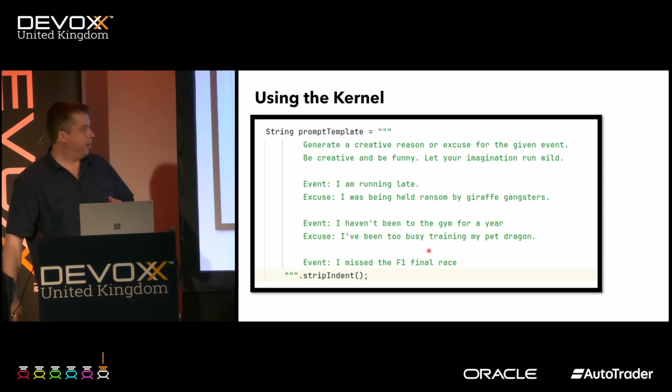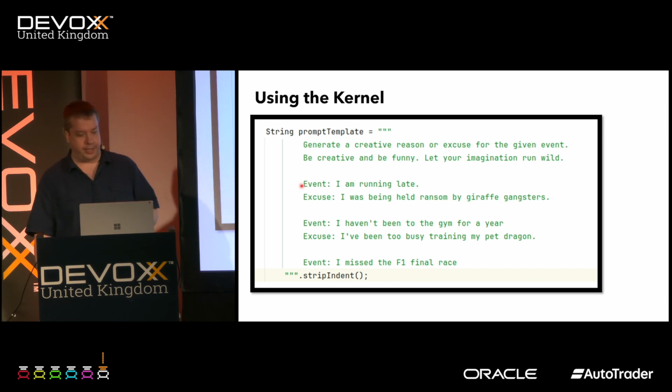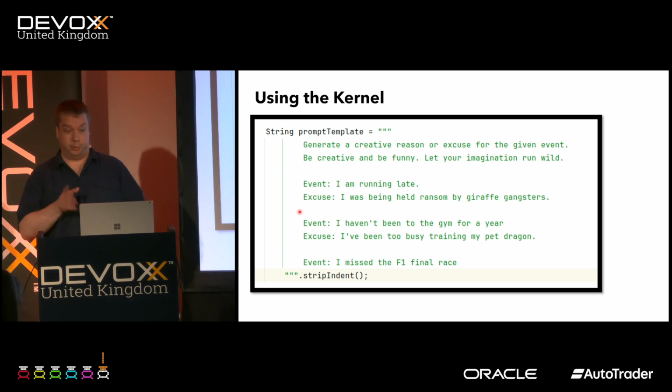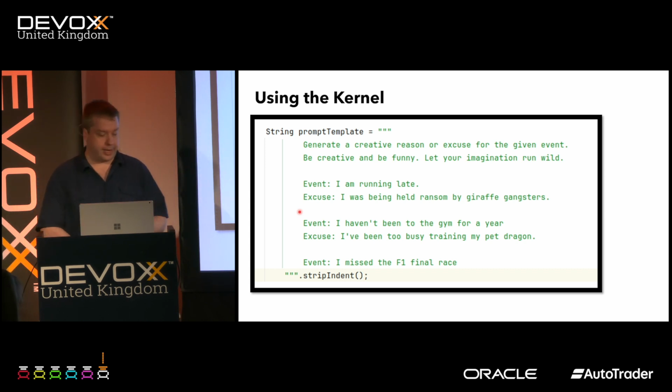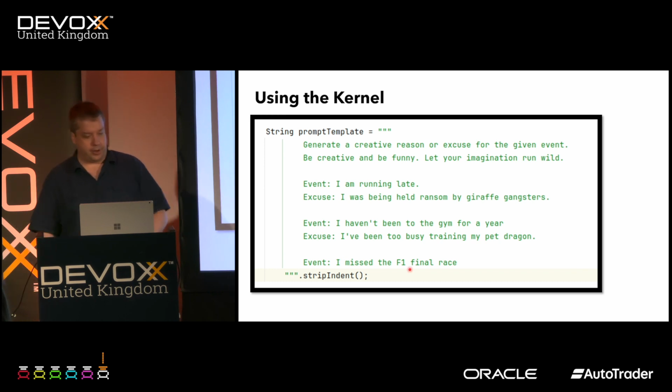So how do we actually go about running a prompt? First of all, define your prompt. Here we've got a simple prompt of just generate a creative excuse. We then do something that you may see in a lot of prompts, which is few-shot programming, where you give the prompt a couple of examples of it working correctly, or how you want it to work. It's like giving the AI a small training session to show how you want it to act. Then finally, you just give it your question here of, I missed the F1 final race.